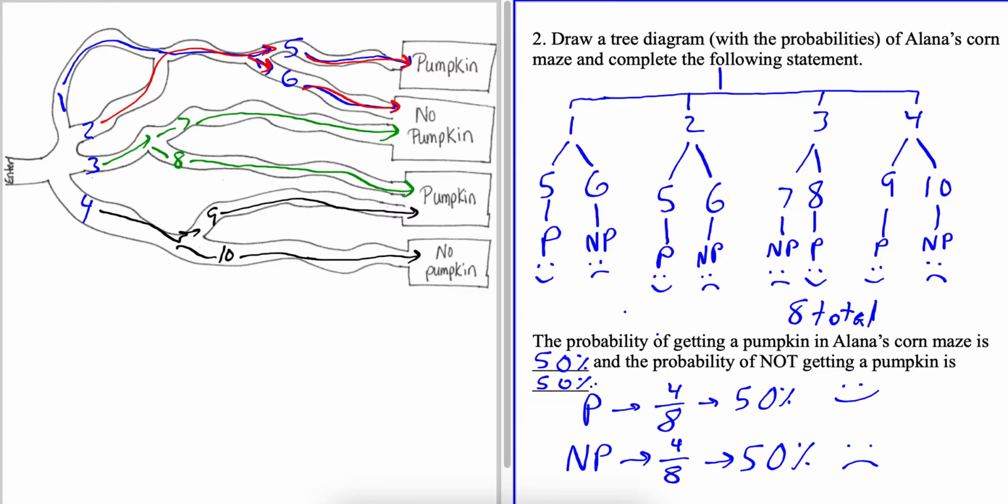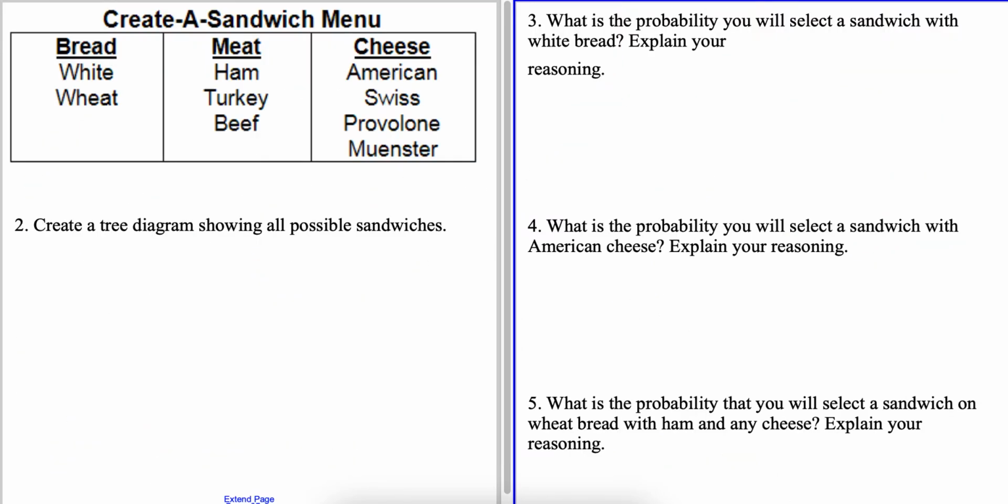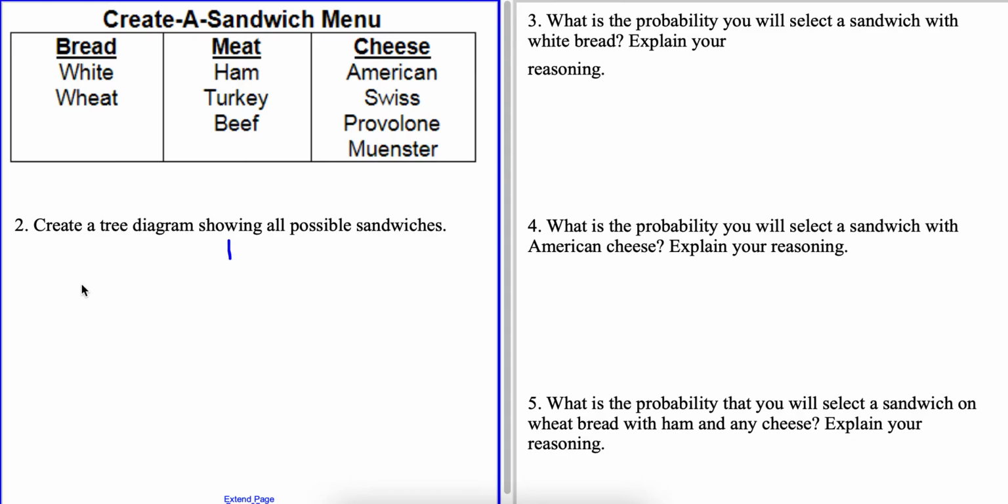All right, one more tree diagram and we're done. This one's about making sandwiches. We have 2 breads, 3 meats, and 4 cheeses. So, white and wheat. Let's start off our tree diagram. Again, make sure you give yourself plenty of space. We have the white, and we have the wheat.